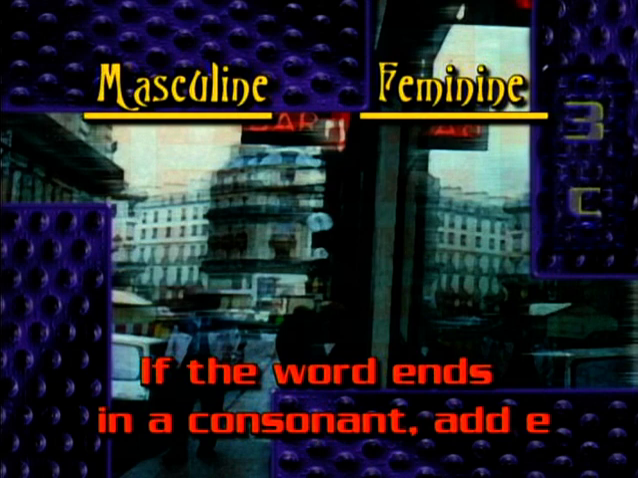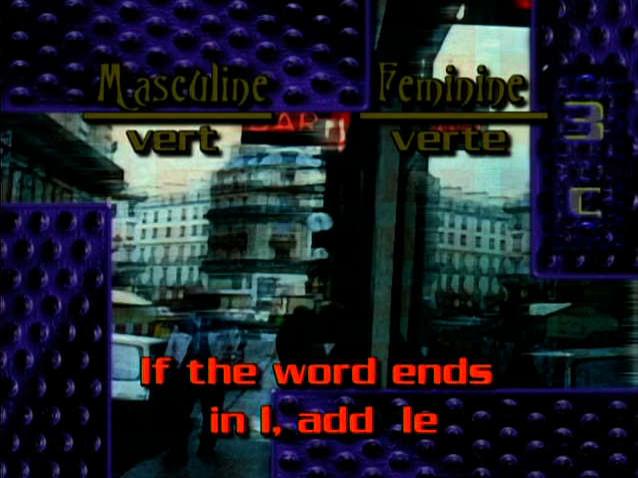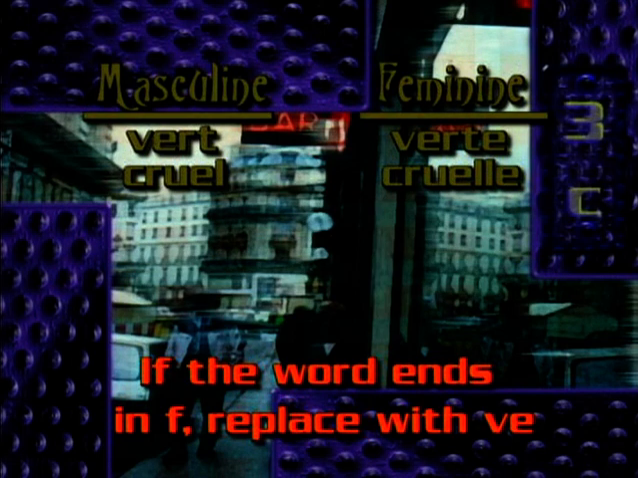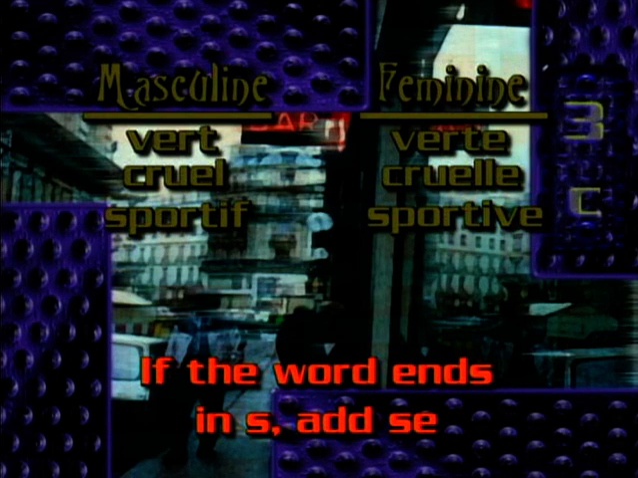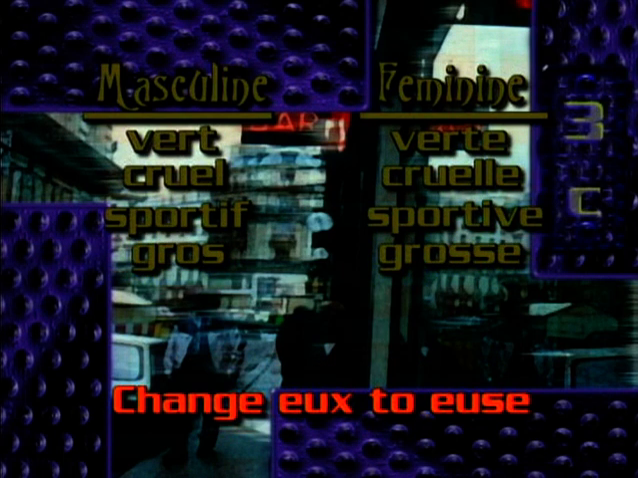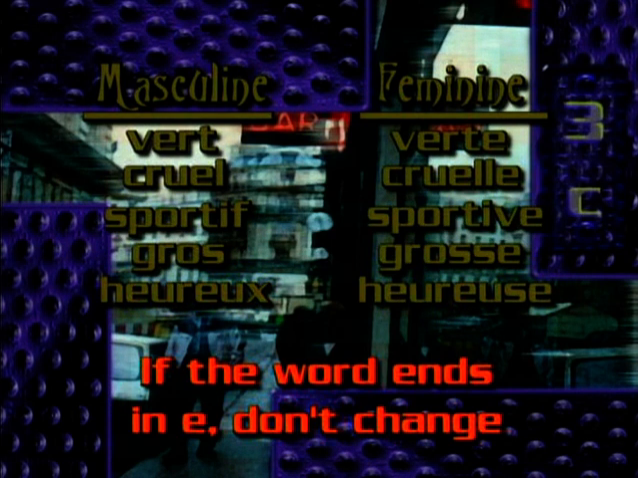If the word ends in a consonant, add E. Vert, verte. If the word ends in L, then you should add L and E. Cruel, cruelle. If the word ends in F, then you should replace the F with a VE. Sportif, sportive. If the word ends in S, then you should add an S and an E. Gros, grosse. Change EUX to EUSE. Heureux, heureuse. If the word ends in E, it doesn't change when you make it feminine.